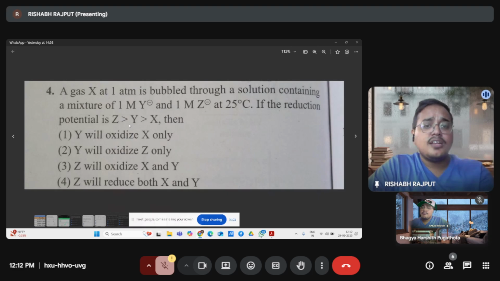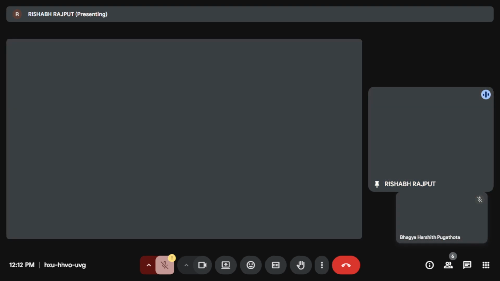Why? Because it is an order for reduction. If you reverse this, it will become oxidation. So in this case, your Y is more powerful compared to Z for oxidation. So that is why Y will reduce Z only, not X.